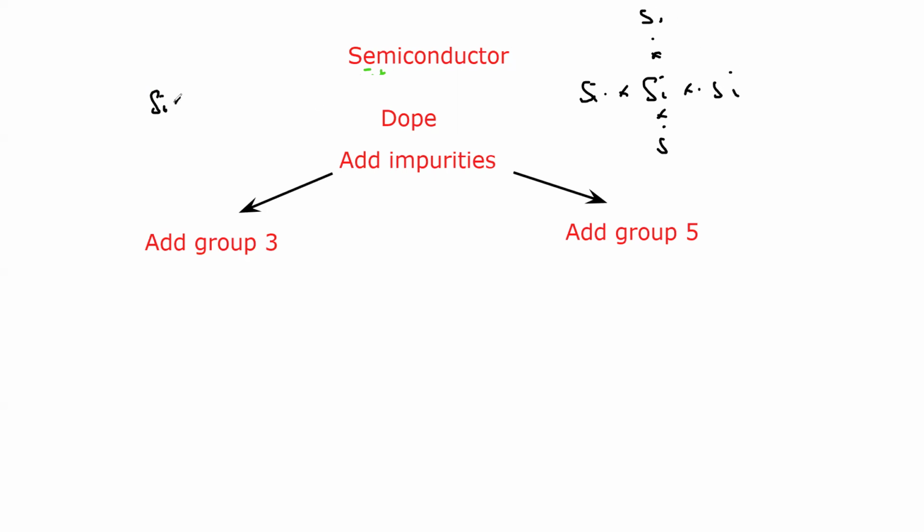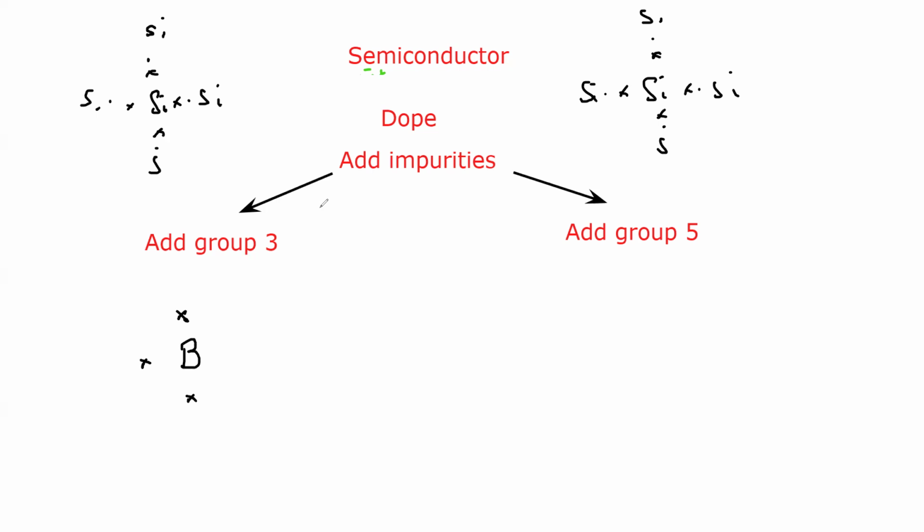What we do now is add a group 3 or a group 5 element. If we add a group 3 element, let's say boron, boron is a group 3 element. So how many electrons does boron have? It has 3 electrons. So 1, 2, and 3.